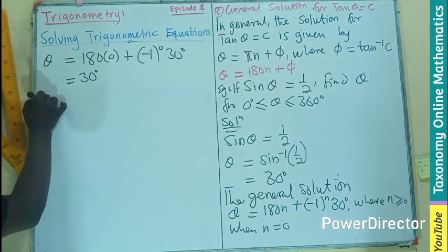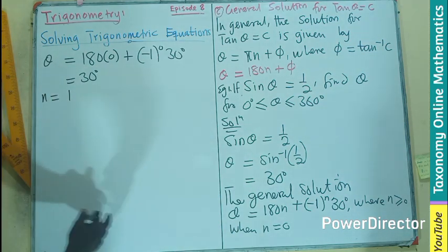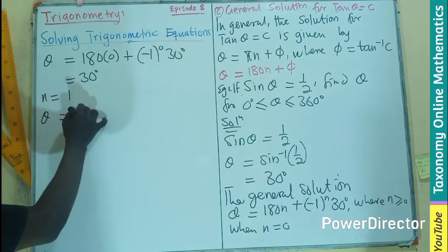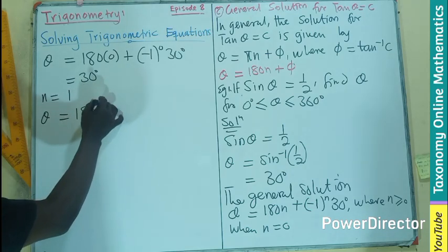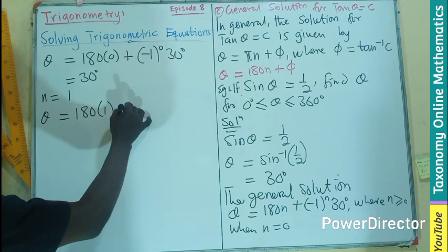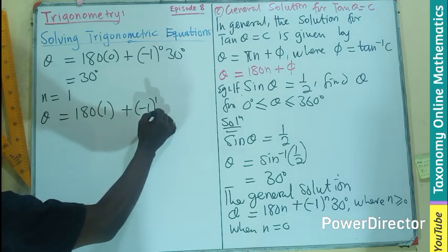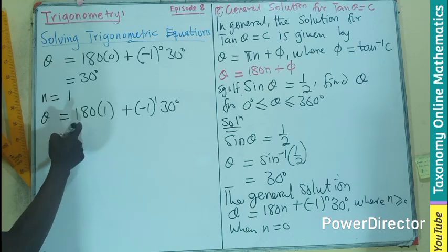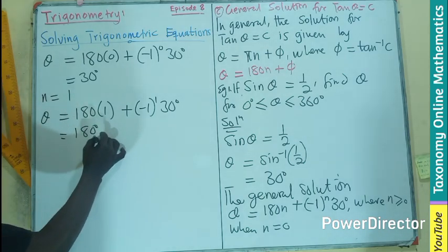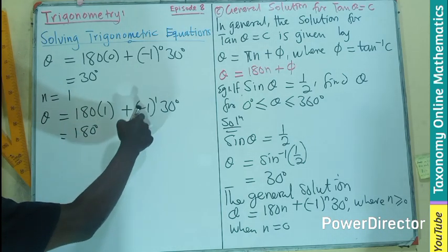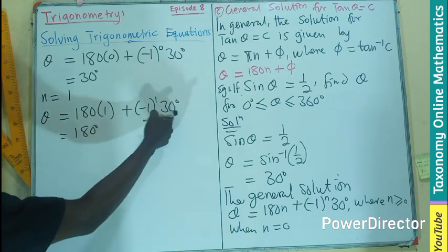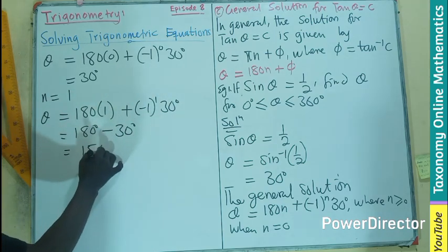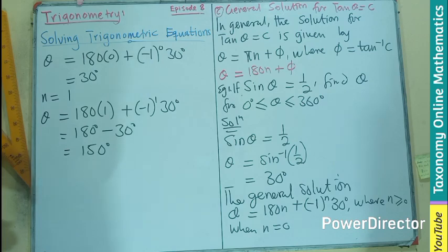Then when n is now 1, moving from 0 we go to 1, then your theta becomes 180 degrees times 1, plus negative 1 raised to the power 1 times 30 degrees. What should I get? 180 degrees. This is negative 1, so negative 1 times this gives you negative 30. That will be 150 degrees.